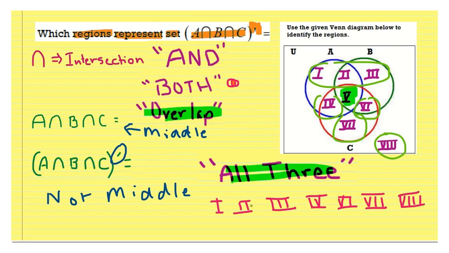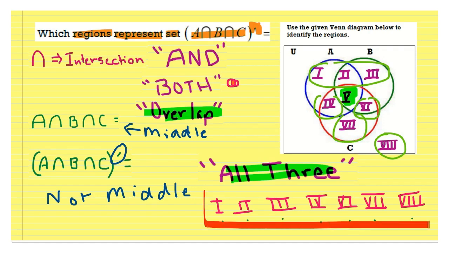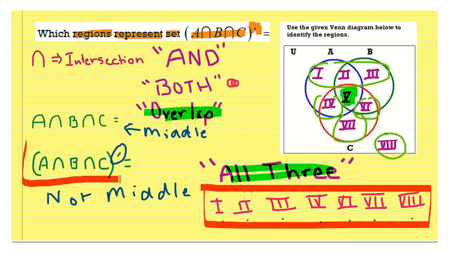So we're literally going to have 1, 2, 3, 4, 5, 6, 7 regions that are not in the middle, and all of those regions would be the answer to A united with B united with C. Okay, so that would be my answer.